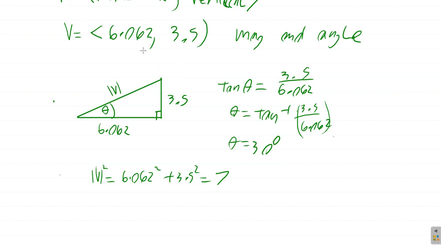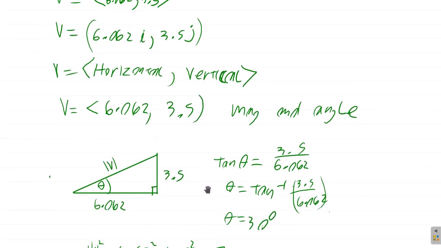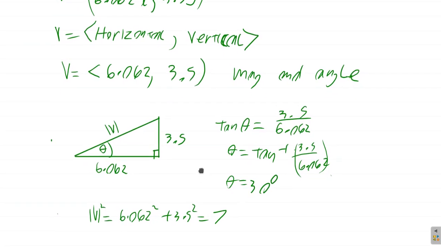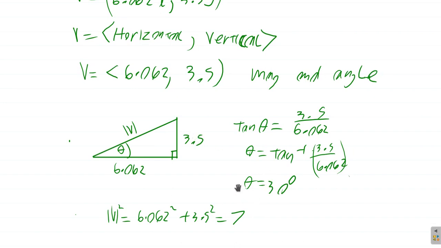So, given the horizontal and vertical components, you just draw your triangle and use the trig ratio to find the angle, and Pythagoras to find the magnitude. Alright.